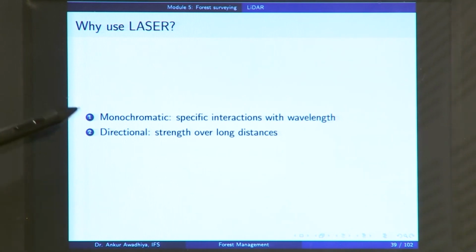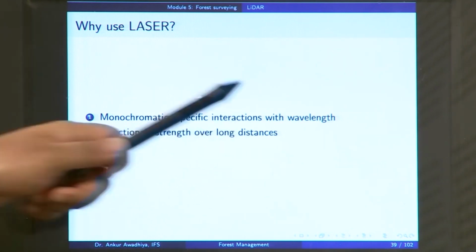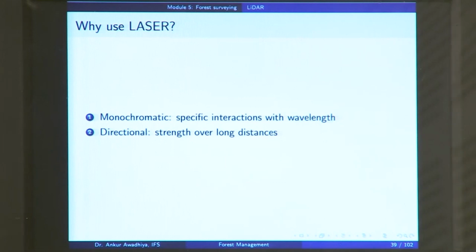Then laser is also directional, and so it maintains its strength over long distances, which is unlike our normal sources of light, in which case the strength will go down with the distance.